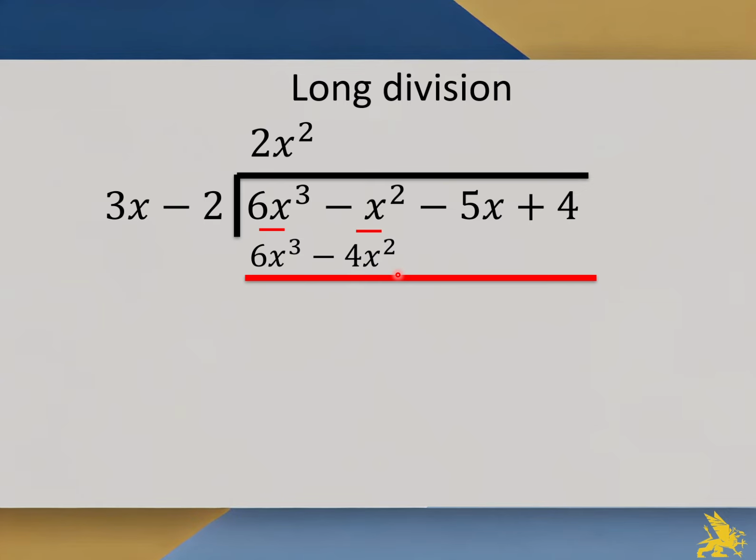I then need to take this away. So now I take this away, it cancels out this part. A negative and a negative is a positive, so that means negative x squared plus 4x squared is 3x squared.